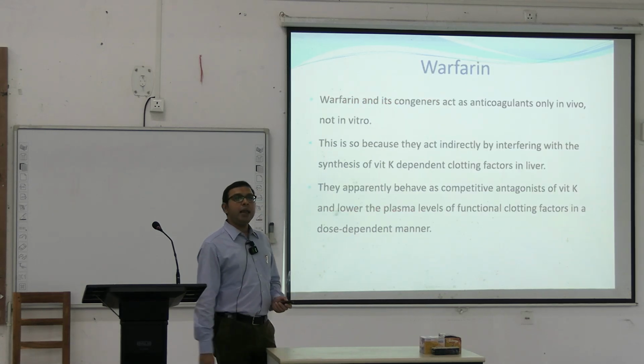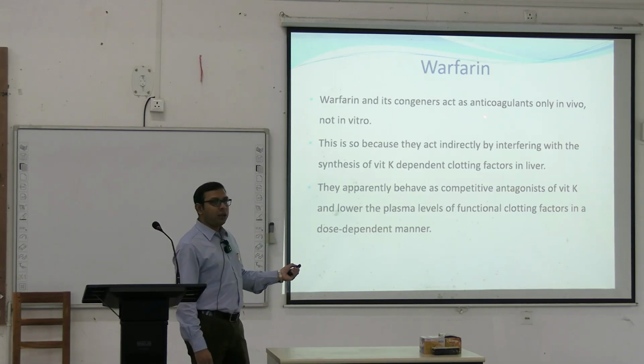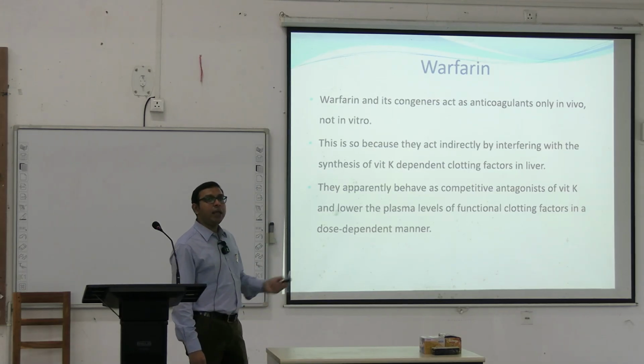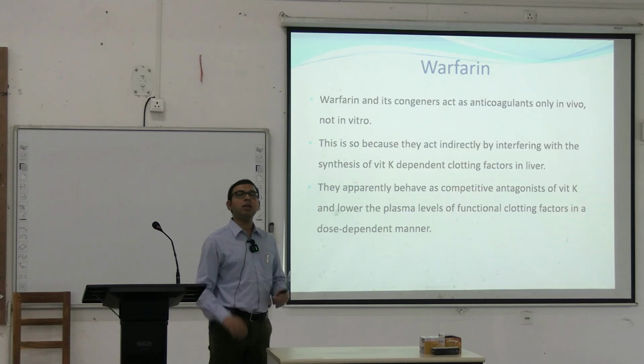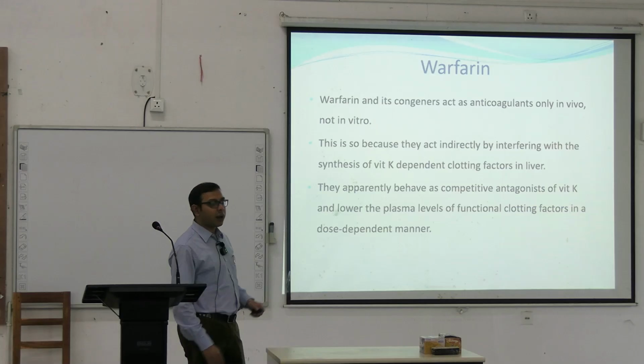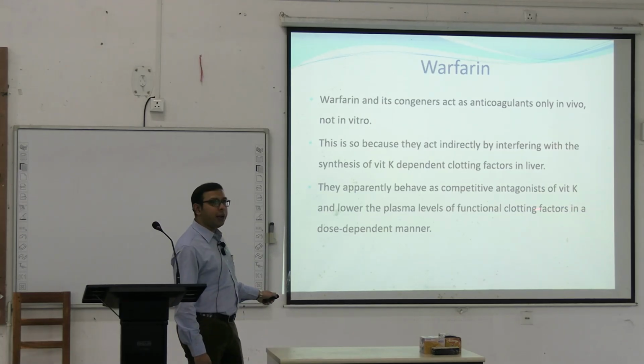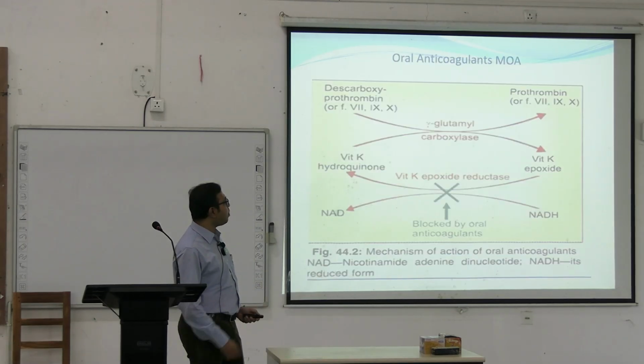So warfarin mainly acts by blocking the vitamin K dependent clotting factors. Warfarin and its congeners act only in vivo. There is no action in vitro. This is so because they block the vitamin K dependent clotting factors in the liver. So they apparently behave as competitive antagonists of vitamin K and lower the plasma levels of the functional clotting factors in a dose dependent manner.